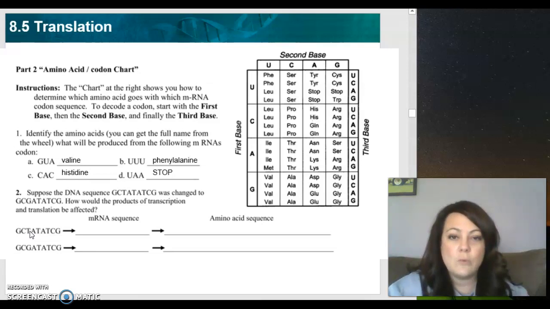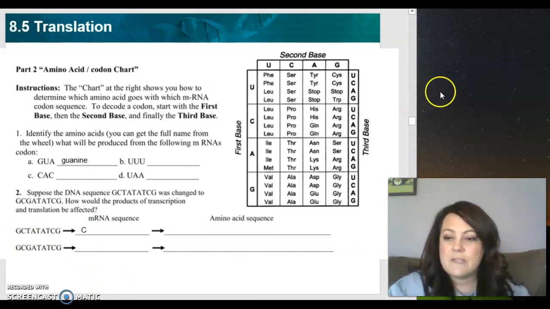Remember, those bases, the only time we have a T is when we're dealing with DNA. It becomes a U when we translate it to RNA. So the mRNA sequence would be a G becomes a C. The next letter is a C, and that becomes a G.